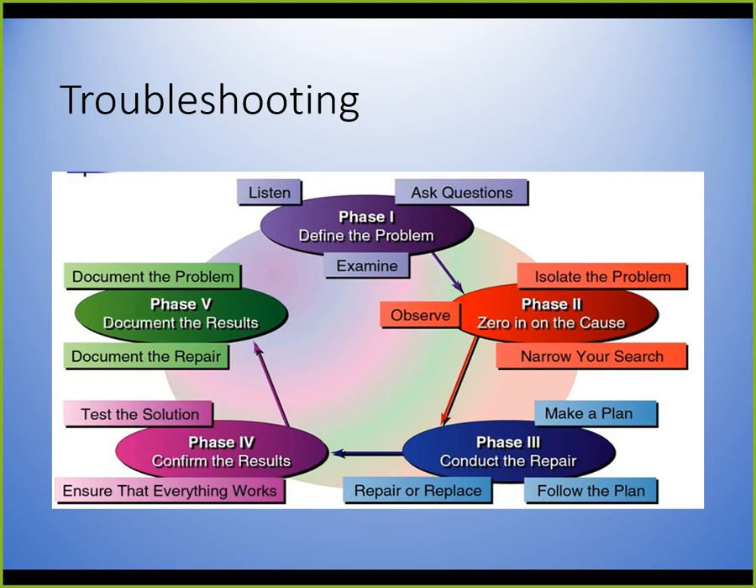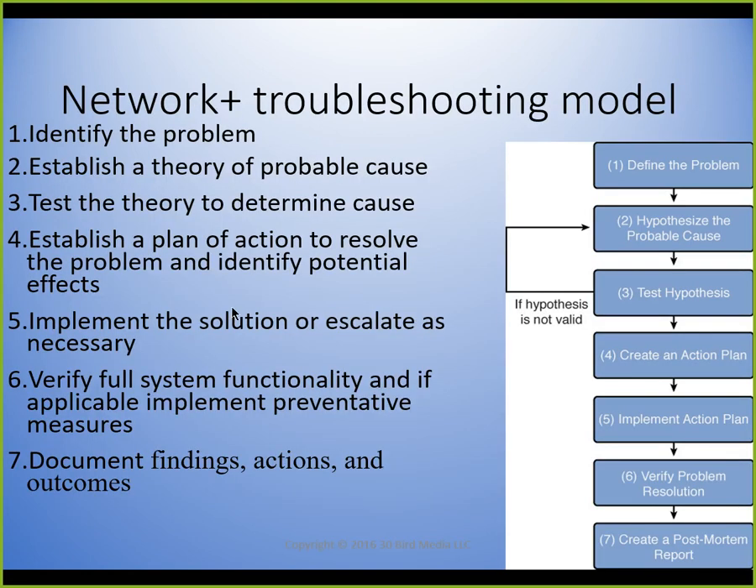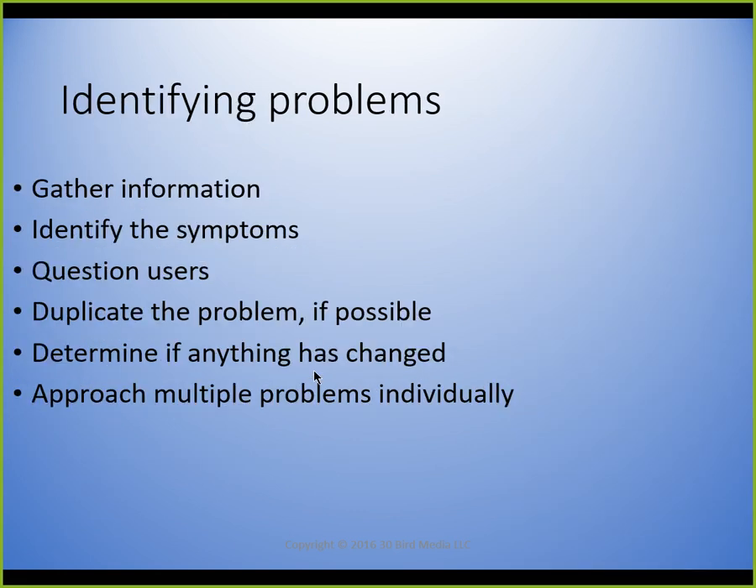So, all of these came from different places, but the process is going to be the same. The troubleshooting model, the CompTIA on the left: identify the problem, establish a theory or probable cause, test the theory, establish a plan of action, implement the solution or escalate as necessary if we can't resolve it, verify full system functionality, and if applicable, implement preventive measures, and then document the findings, actions, and outcomes.